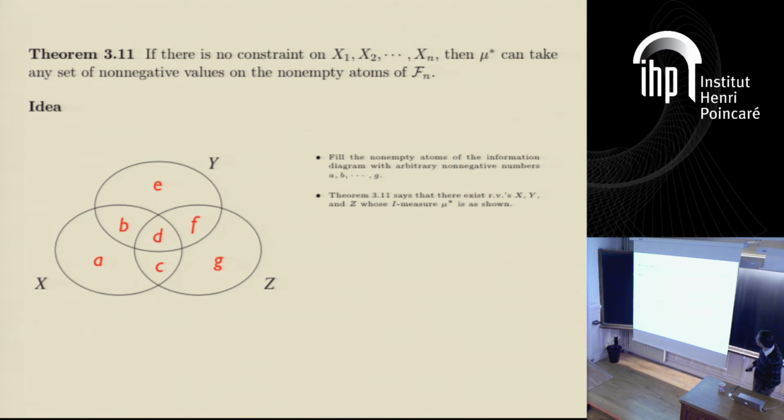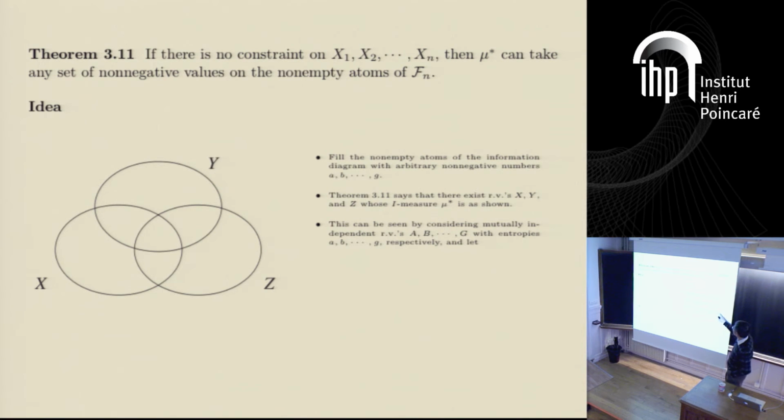So what you have to do is to consider mutually independent random variables, capital A, B up to G, that correspond to these non-negative values a, b, up to g. And you let X be the collection A, B, C, D, which corresponds to these 4 atoms in the set X. So A has entropy equal to small a, B has entropy equal to small b, and so on and so forth.